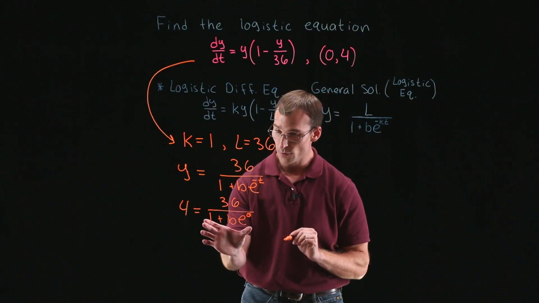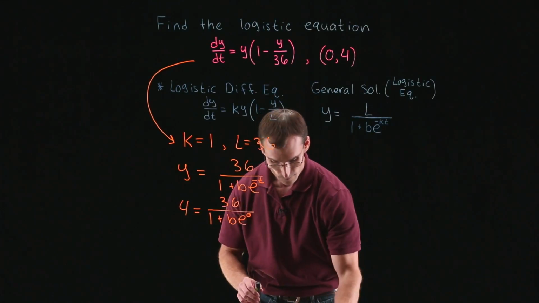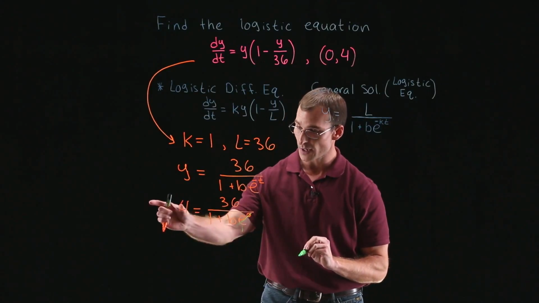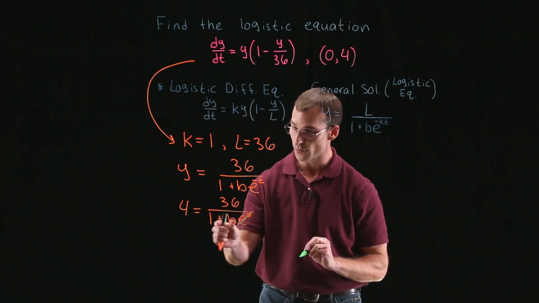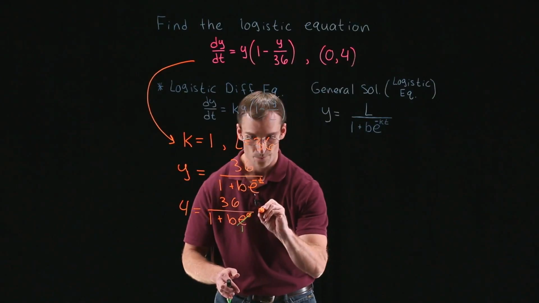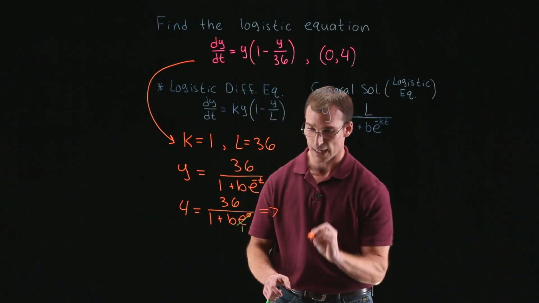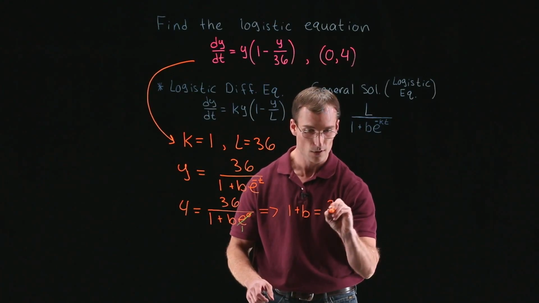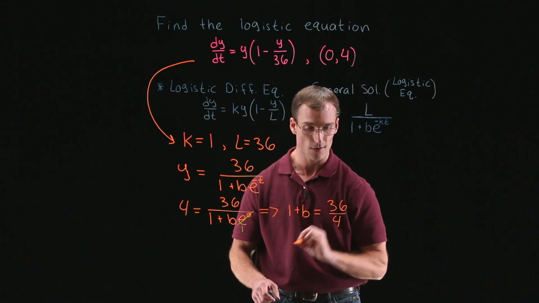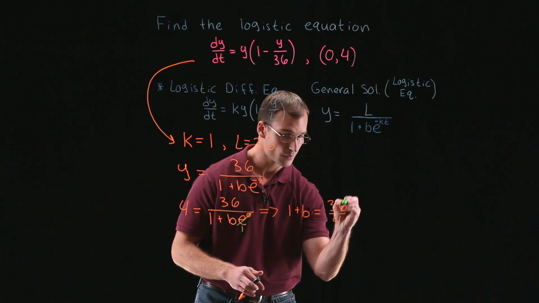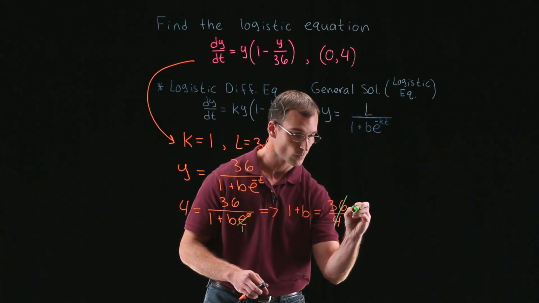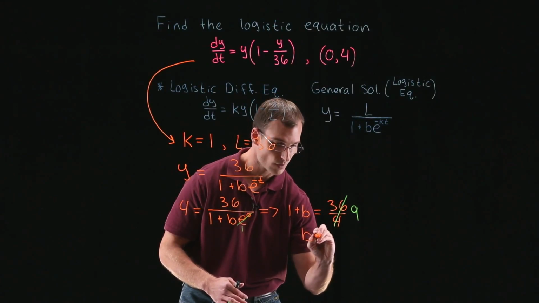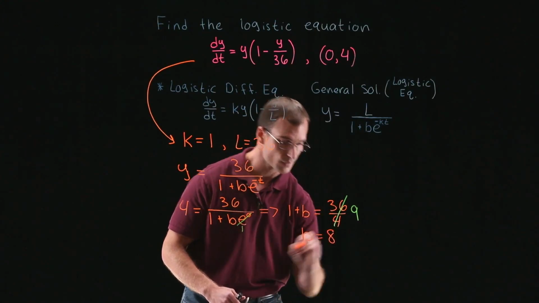So let's multiply through both sides. Since e to the 0 is just 1, multiply both sides by 1 plus b, and then divide through by 4. So what we're going to have is 1 plus b equal to 36 divided by 4, and 36 over 4 gives us 9. So subtracting 1 from both sides, we get b is equal to positive 8.